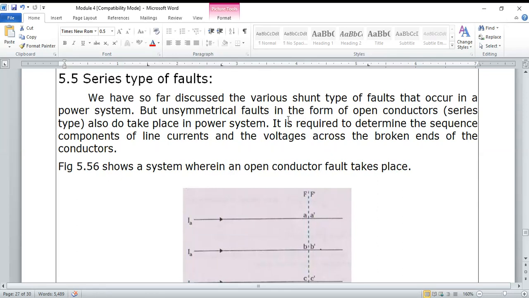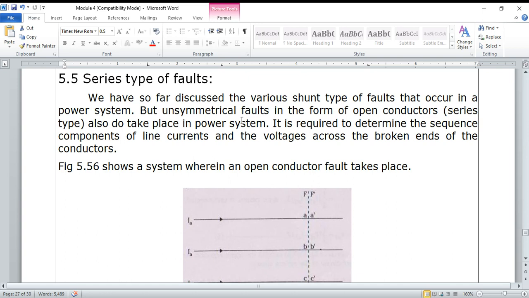Under power system analysis, under unsymmetrical faults, there are two types: shunt type of faults and series type of faults. Under shunt type of faults, we have already seen single line to ground fault, line to line fault, and double line to ground fault, even three-phase faults, through fault impedance and without fault impedance. Now we will discuss series type of faults.